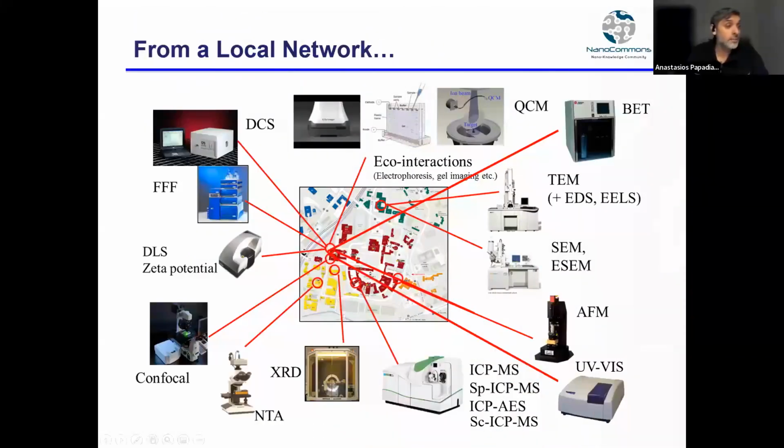So this is the map of the University of Birmingham. Think that when we want to characterize a nanomaterial, more or less we have to move from building to building, from laboratory to laboratory, so as to be able to access as many of the instruments as required. And think about having to do 5, 6 or all of these instruments so as to fully characterize a nanomaterial, then get the data and then analyze the data.